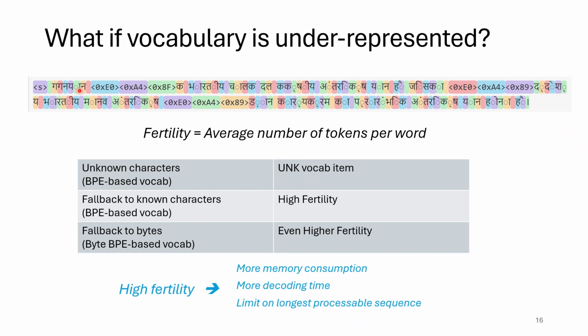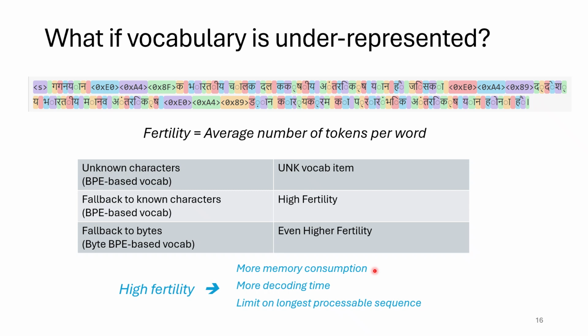So the fertility is very high. In case these are byte-based BPE, then the unknown characters are essentially broken down into bytes. Now, most Unicode characters are 2, 3 bytes, variable length, and so you have even higher fertility, right? So it's not a good idea because this high fertility results in more memory consumption, because now attention over the entire sequence will require more memory, more decoding time because the sequence length is longer, and it puts a limit on the longest processable sequence.